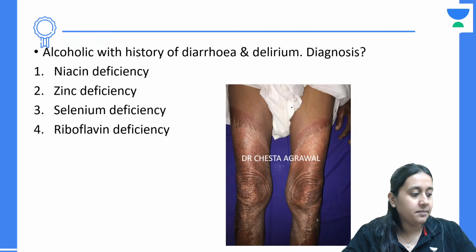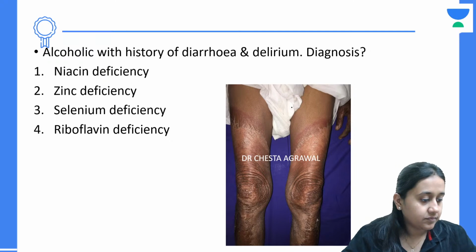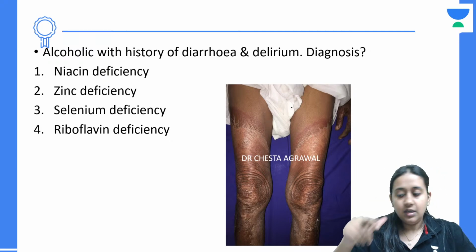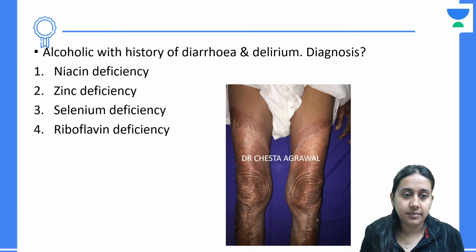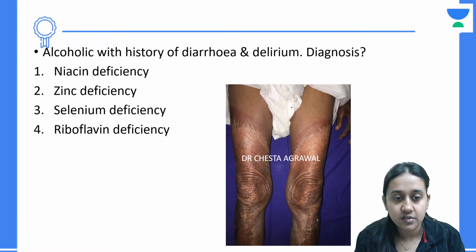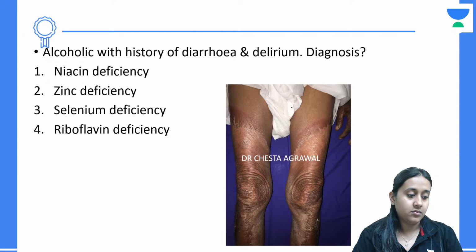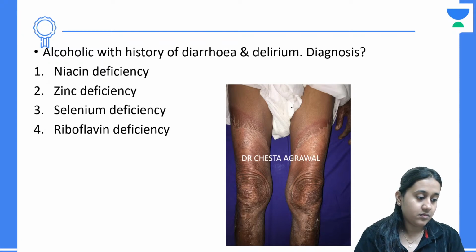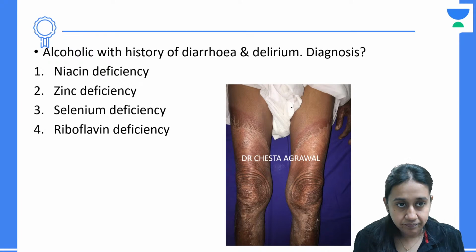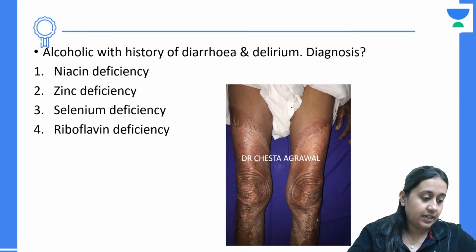Next, alcoholic with history of delirium and diarrhea. Niacin deficiency, zinc deficiency, selenium deficiency or riboflavin deficiency.